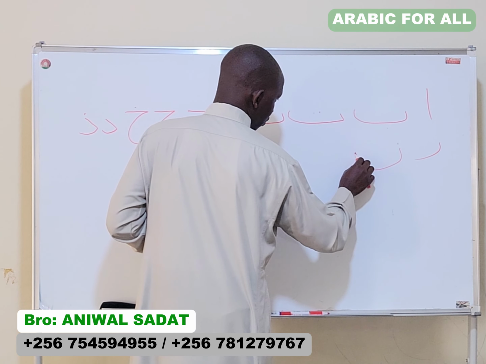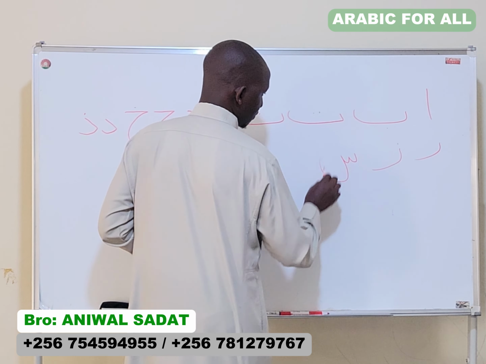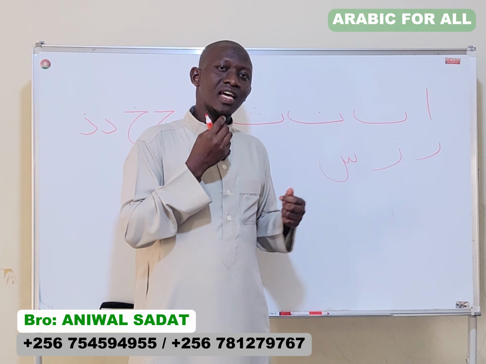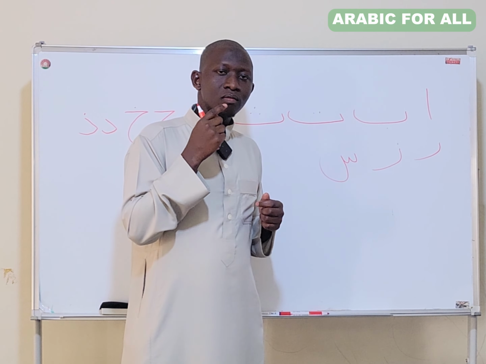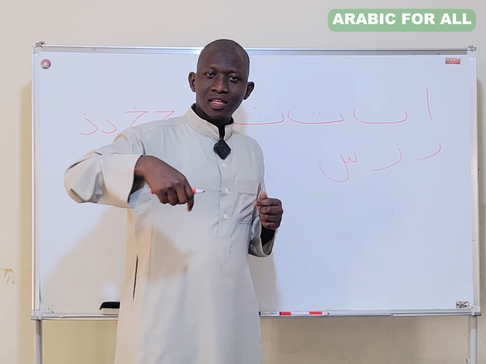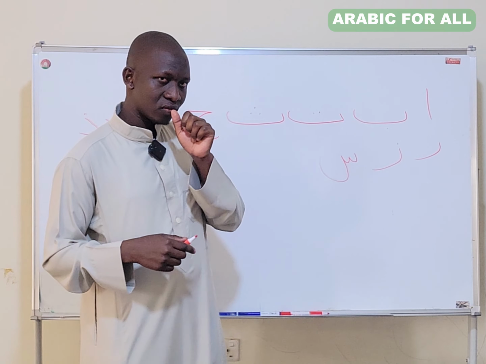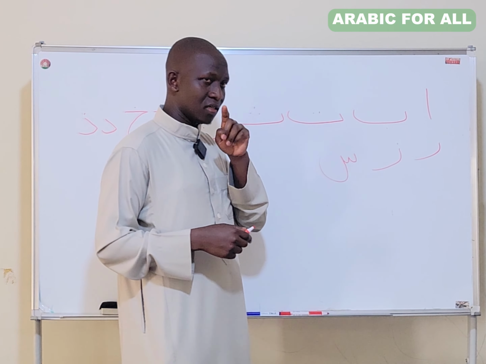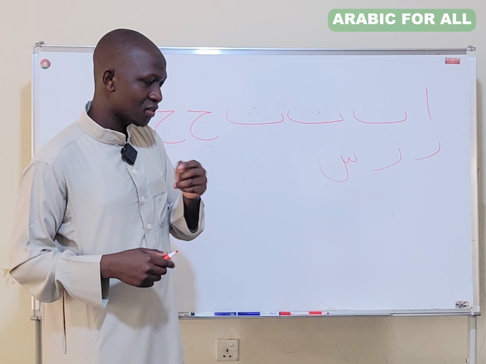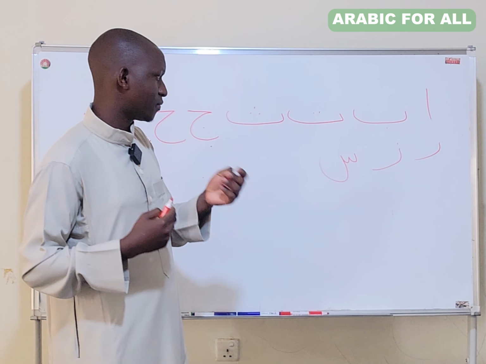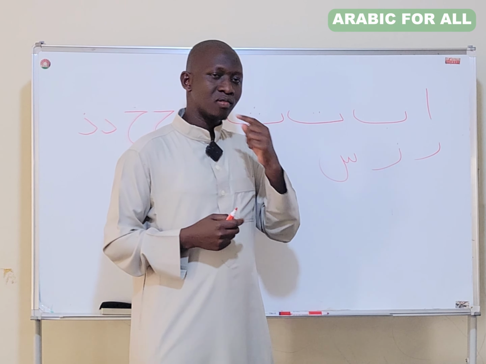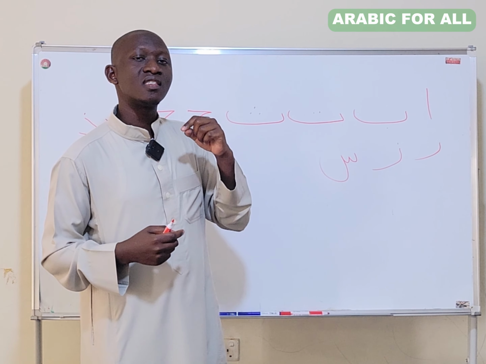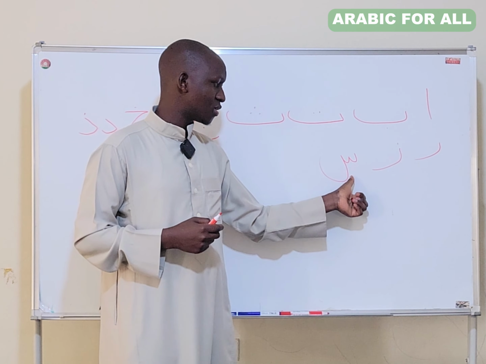Then we have the other one we call sin. Maybe before that, ra. When pronouncing ra, your tongue slides inwards from where the other letter called nun comes from. Actually, it touches the roots of your tongue, then slides inwards. You say ra. Then zai, with zai, the tip of your tongue touches the roots of your lower teeth from inside. Say zai. And then this is sin.